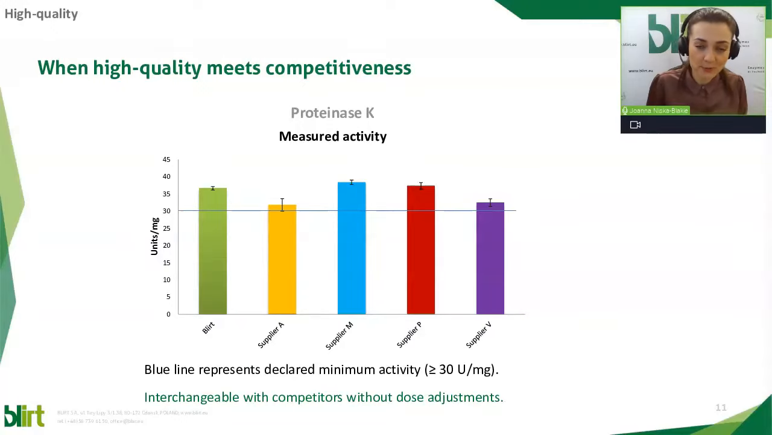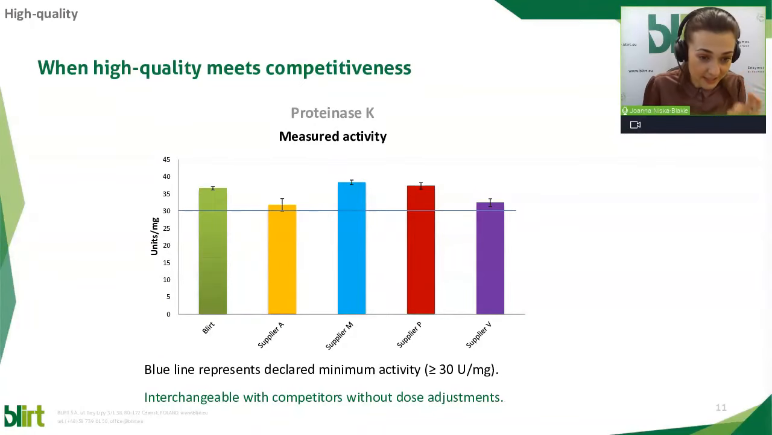And it's always very important to define what is the most important feature that you're looking for in this reagent. So let's imagine that you're looking for a proteinase K, and the minimal activity that you need for your assay of proteinase K is 30 units per milligram.